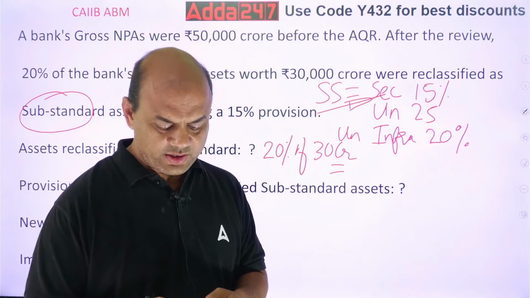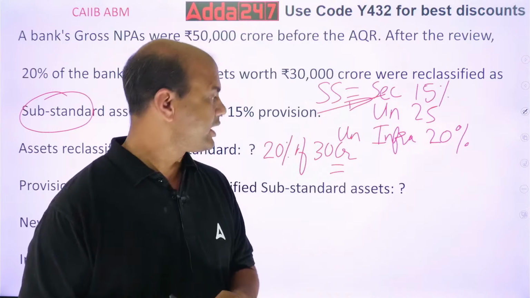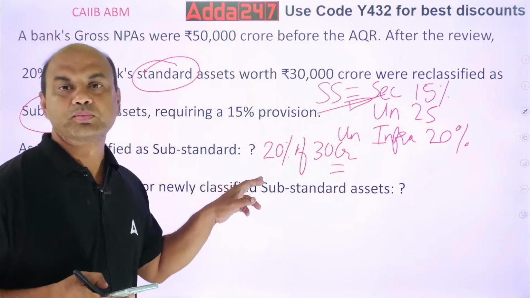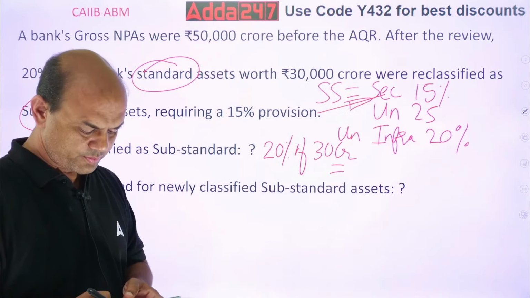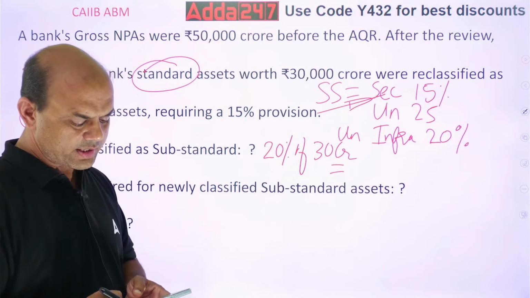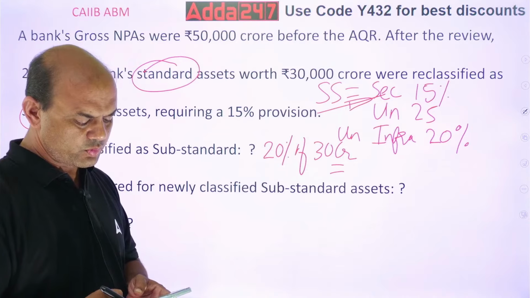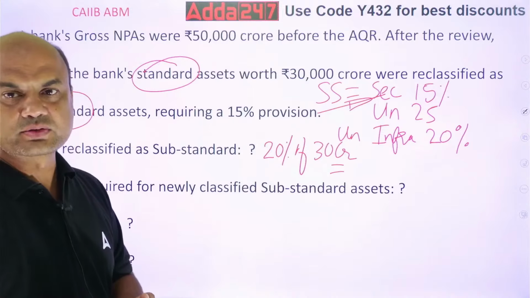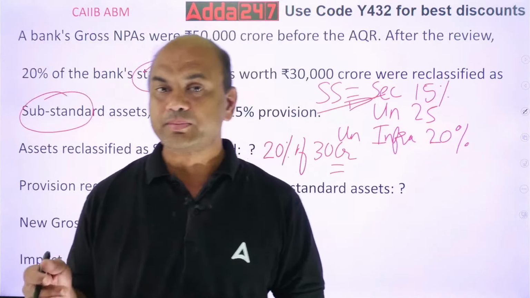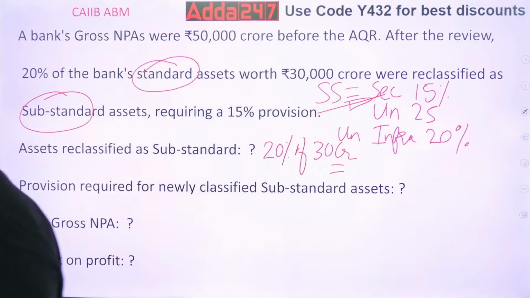So into what? 20%. Percent means divided by 100. So 0.2 into 30 crores, you are getting 6 crores. So new NPAs are 6 crores over here.